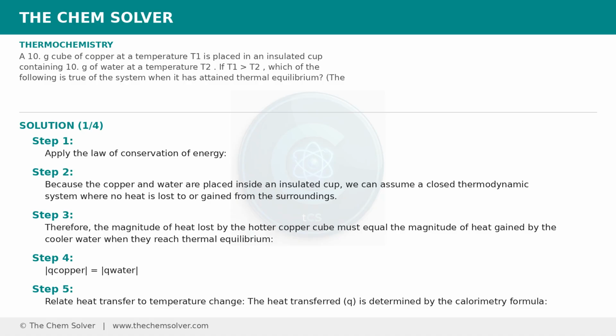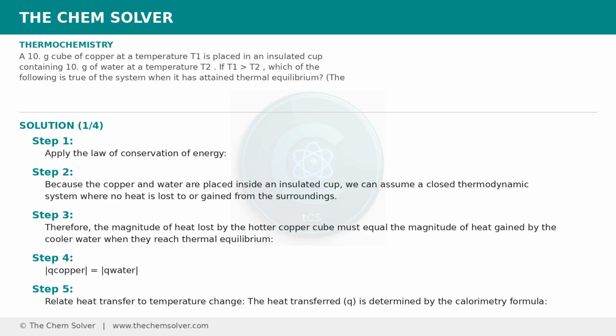Apply the law of conservation of energy. Because the copper and water are placed inside an insulated cup, we can assume a closed thermodynamic system where no heat is lost to or gained from the surroundings. Therefore, the magnitude of heat lost by the hotter copper cube must equal the magnitude of heat gained by the cooler water when they reach thermal equilibrium. Q copper equals Q water.